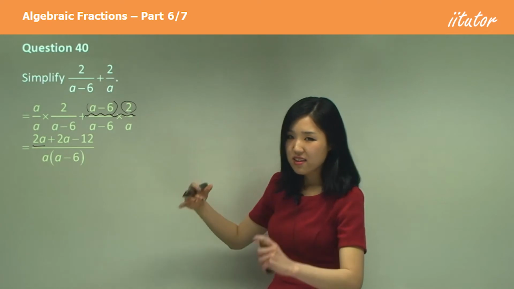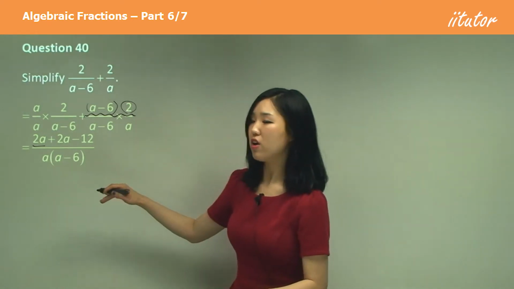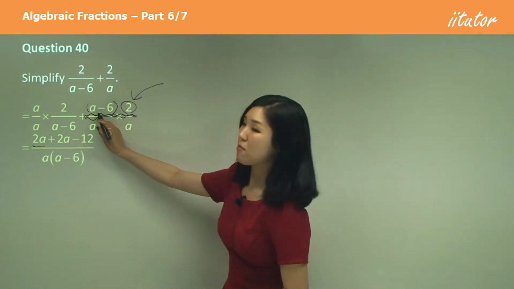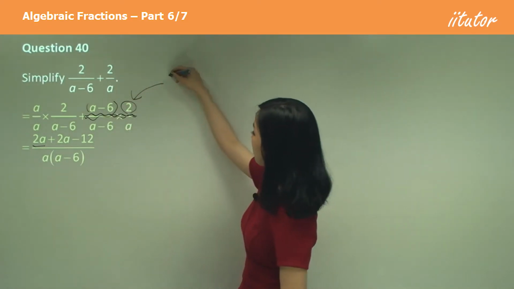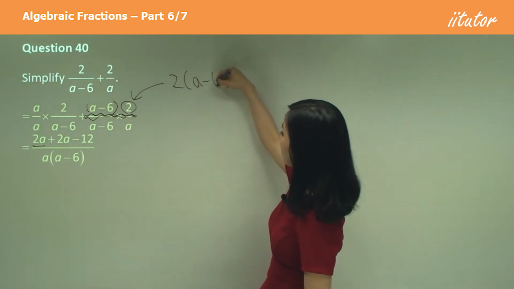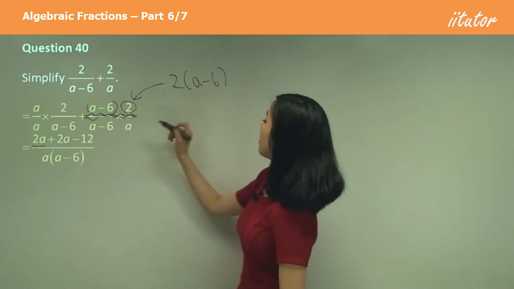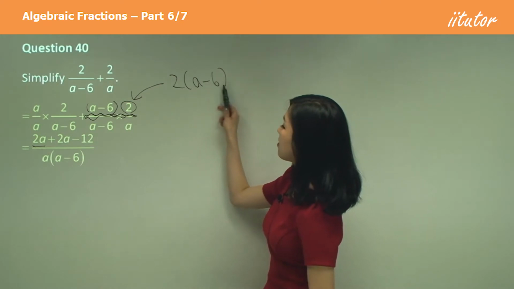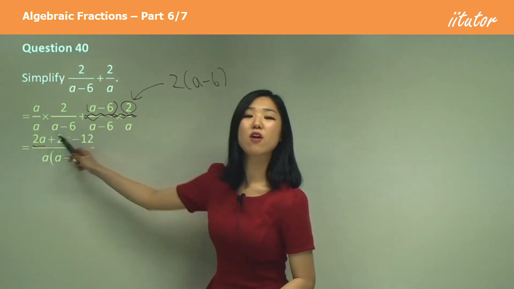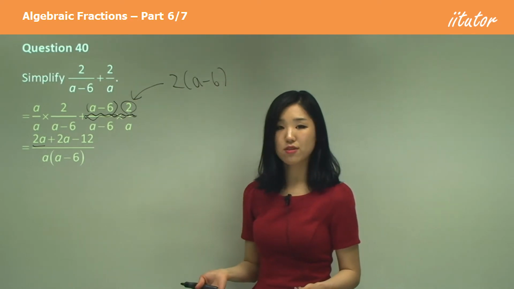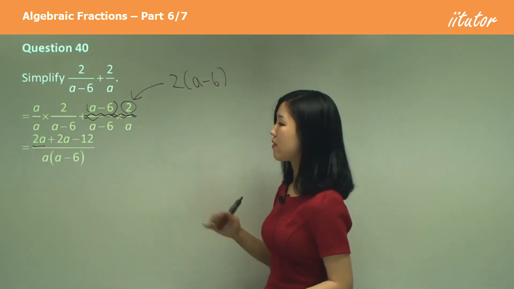If you like, you can add in some extra steps. I just did it in one go, but have a look. This underlined part here, it's 2 times a minus 6, isn't it? So it's basically 2 times a minus 6, like that. So 2 times a is 2a, and 2 times negative 6 is negative 12. That's how I got that numerator. So add in extra steps if you need to. Always add in extra steps, okay? If you need to, always do that.